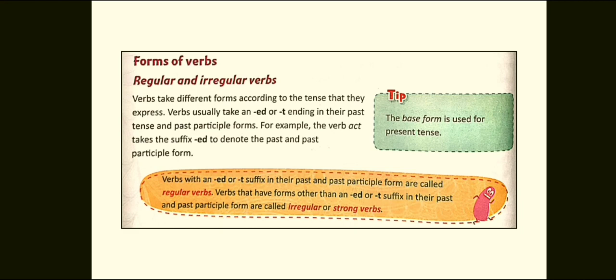Verbs that have forms other than an ed or t suffix in their past and past participle form are called irregular or strong verbs. For example, the verbs catch and go become caught and went in their past tense forms. This means that these verbs do not take the usual ed or t ending in their past tense forms. Here are two lists of words for regular and irregular verbs in the three tense forms.